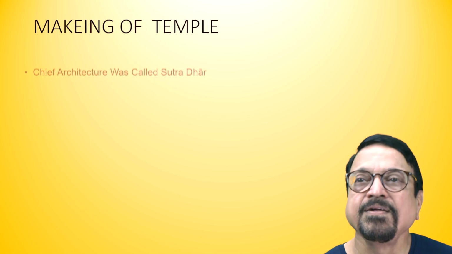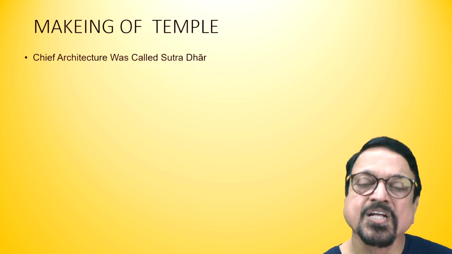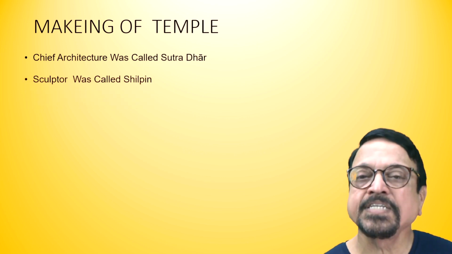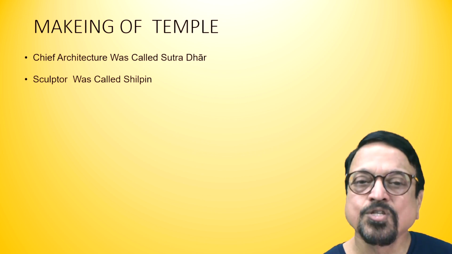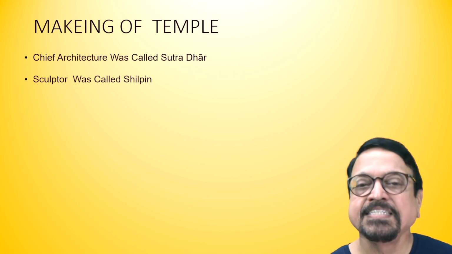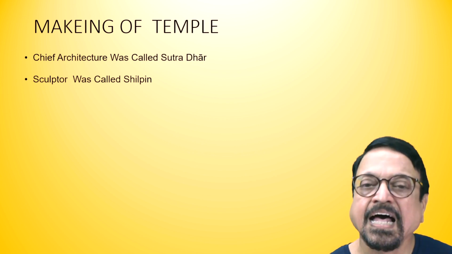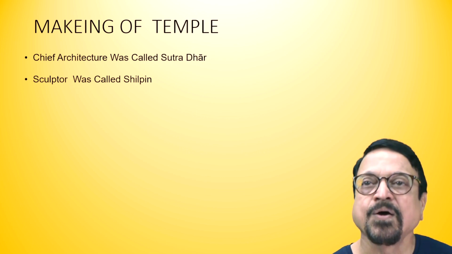Making of the temple, how the temple is made. The chief architect was called Sutradhara. He is a person who lays out a design. If you want to see a typical design laid by the Sutradhara, you can visit the Bhojeshwar Mahadeva temple. Outside the temple on the rock, there are elaborate designs carved.